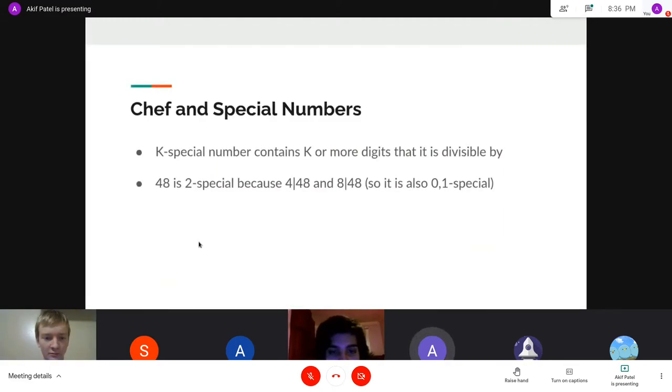Is 44 1 special or 2 special? It would be 1 special. It's the actual number from 0 to 9 itself, not the place value. It would not be 2 special.